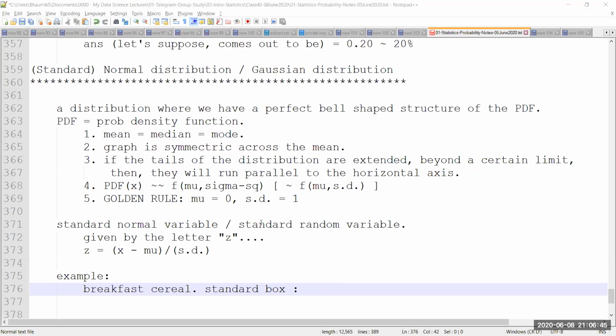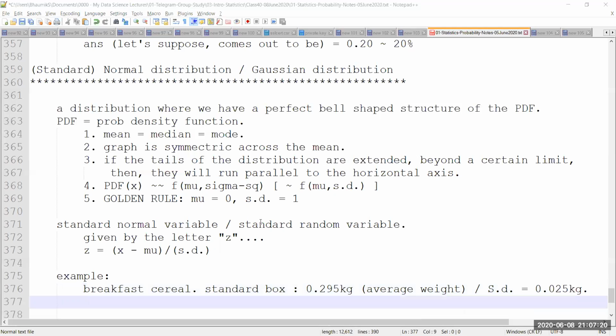I'm not saying this is the company claim. I'm the user, I'm the consumer. They are saying that on average, the weight of this box is going to be 0.295 kg, right? So 0.295 kg is the scale they have taken, and that's why 0.295 kg is the average weight. And they're saying, yes, we are humans, we can make mistakes as well. So the standard deviation is going to be 0.025 kg, not more than that. So this is the claim of that company.